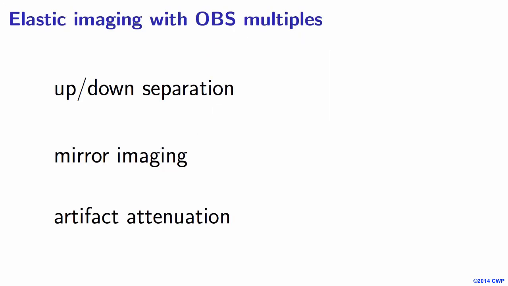To summarize all the procedures needed for the elastic migration using OBS multiples: first we separate the multiples from the primaries, and then we use the multiples only for migration using mirror imaging. After applying the imaging condition, we need an additional procedure, artifact attenuation, to attenuate the artifacts caused by the fake wave modes.